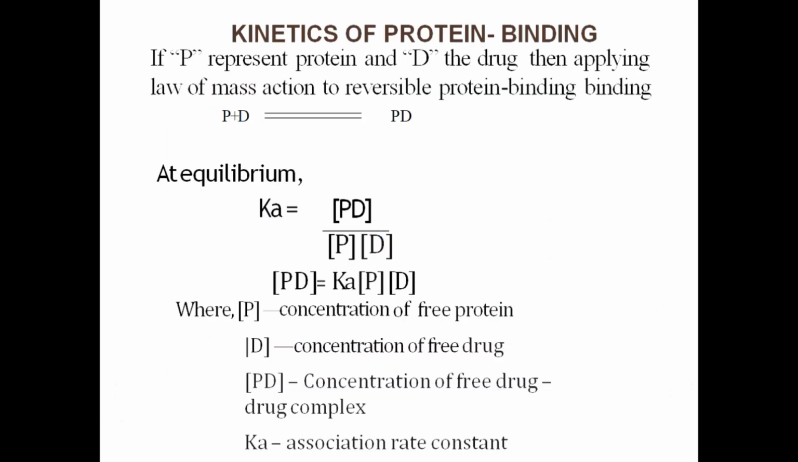Now look into kinetics of protein binding. Here P represents free protein and D represents free drug. Applying the law of mass action to reversible protein binding, when protein and drug bind with each other, it forms a protein drug complex, which is a reversible process. At equilibrium, Ka represents the association rate constant. So Ka equals PD, the protein drug complex, divided by free protein times free drug. On rearranging the equation, we get protein drug complex PD equal to the association constant Ka times free protein P times free drug D.